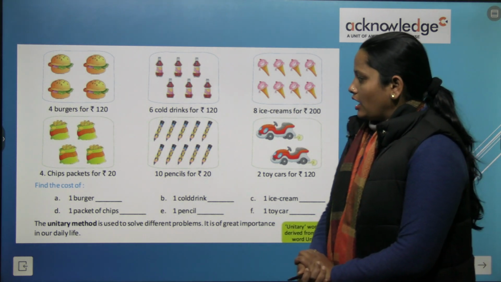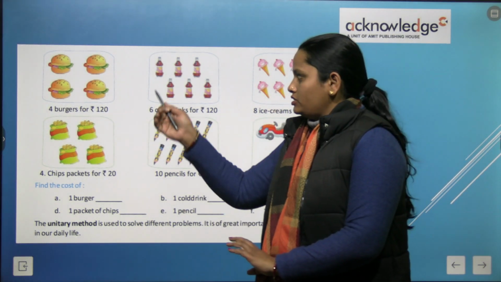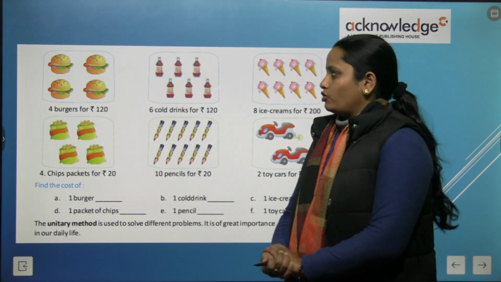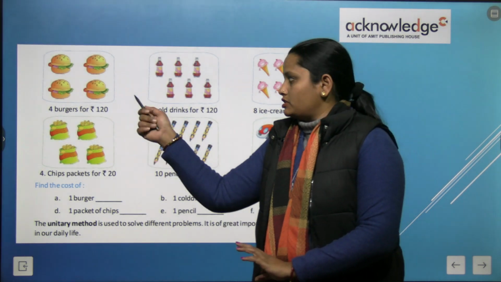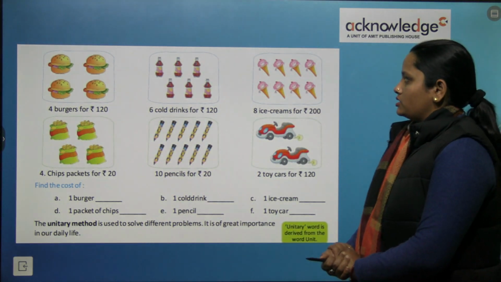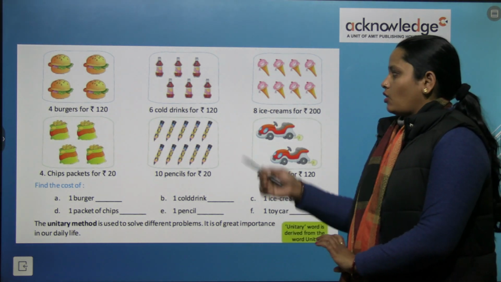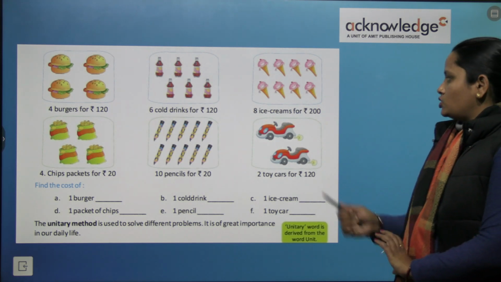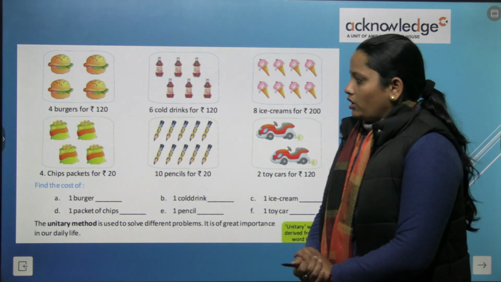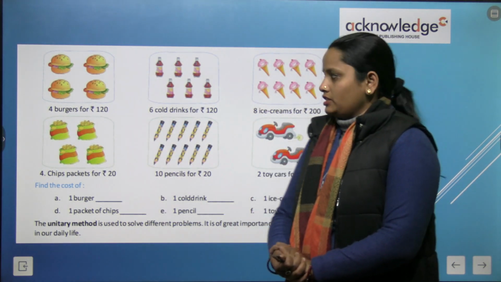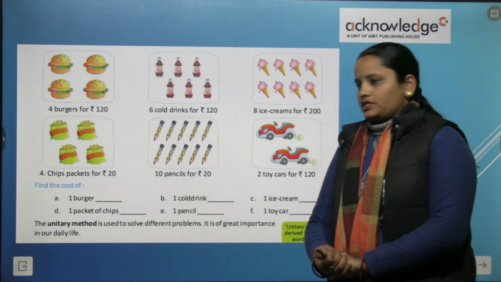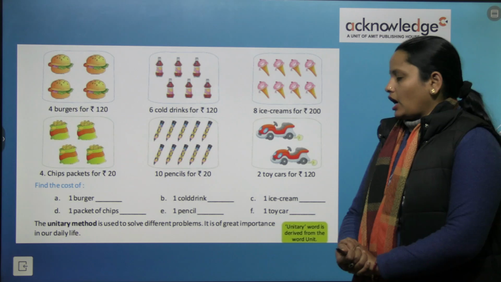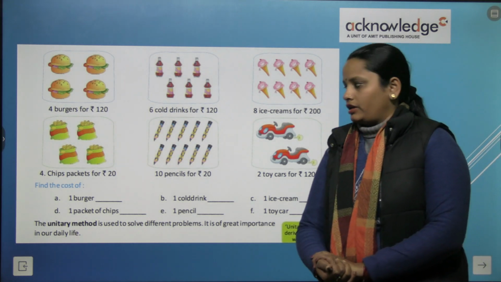So, children, here an activity is given. Let's do that first. Here you can see so many pictures are given. In the first picture you can see there are 4 burgers and the cost of 4 burgers is 120 rupees. Now 6 cold drinks cost rupees 120. 8 ice creams cost rupees 200. 4 chips packets cost rupees 20. 10 pencils for rupees 20, 2 toy cars for rupees 120.